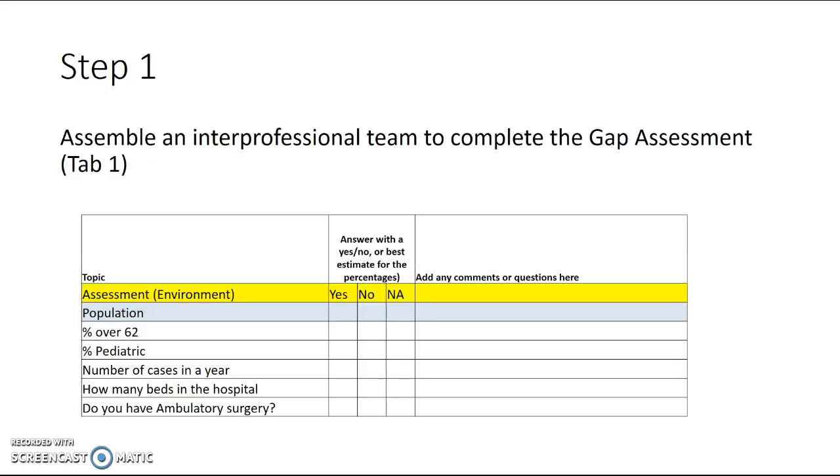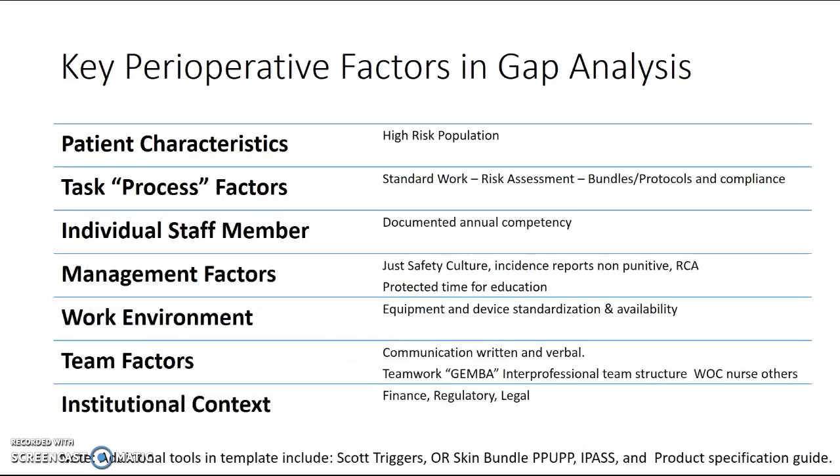Now let's look at some of the key factors listed in the gap analysis. Patient characteristics are really helping you to look and assess the risk in your population. We know that patients who are older and have certain types of surgeries such as cardiac, orthopedic, trauma, transplants, lengthy procedures over 3 hours all increase the risk of pressure injury.